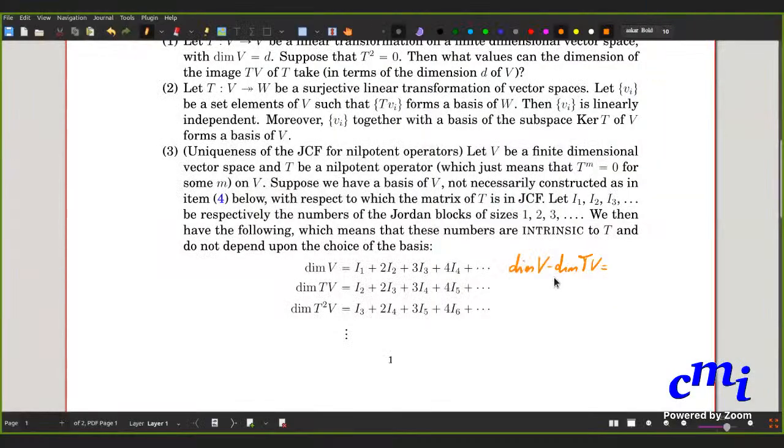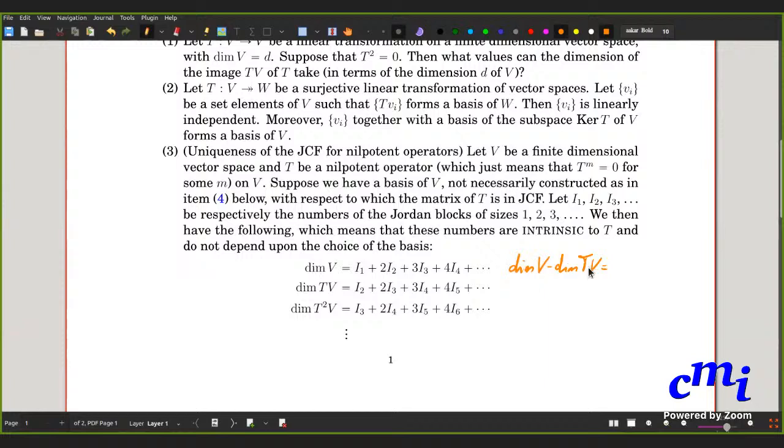So you see here, dimension of V minus dimension of TV is what? So these are some non-negative numbers. Your screen is not visible, I think. Screen not visible. Just one second. Is it showing now? Now visible. Okay, good.